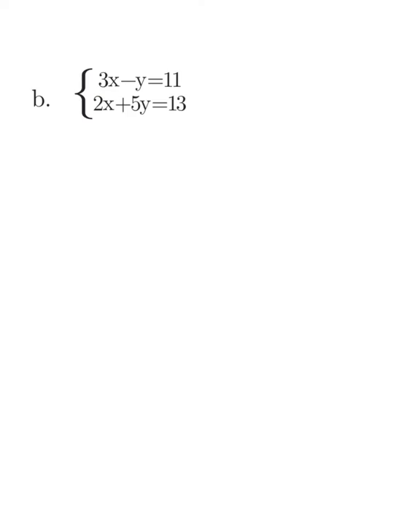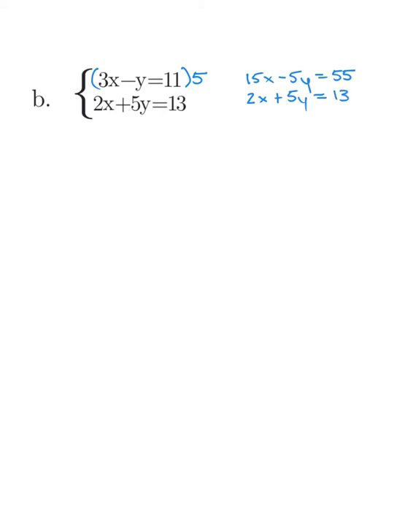But remember that whatever you do to one thing, you have to do to the whole equation. So I want to multiply the top equation by 5, giving me 15x minus 5y equals 55. I got this by just distributing the 5 to every single term in the equation. My second equation, since I already have a coefficient of 5, I can go ahead and just bring it down.